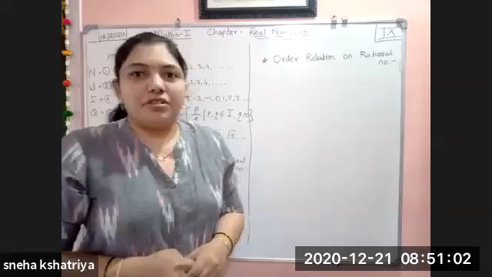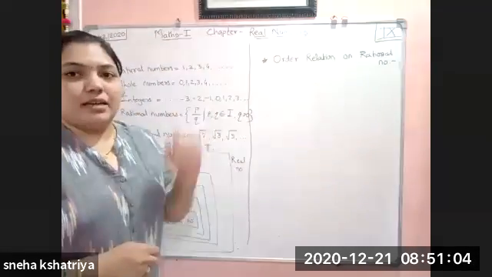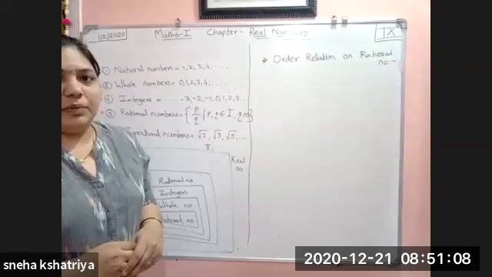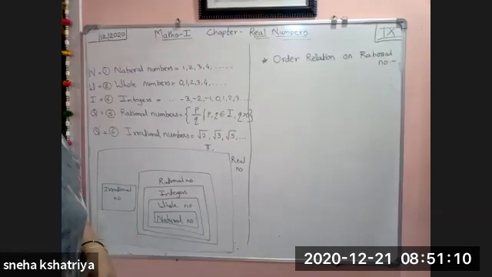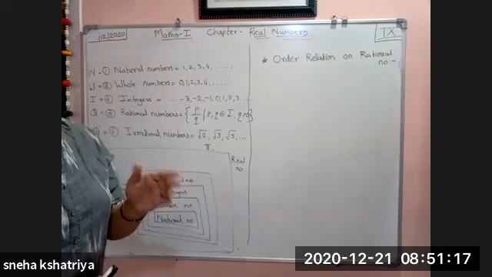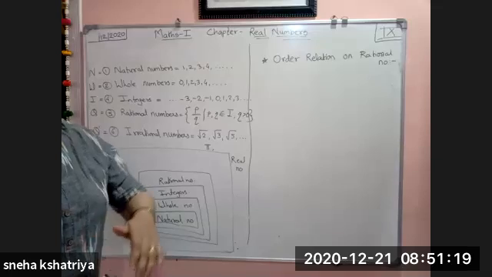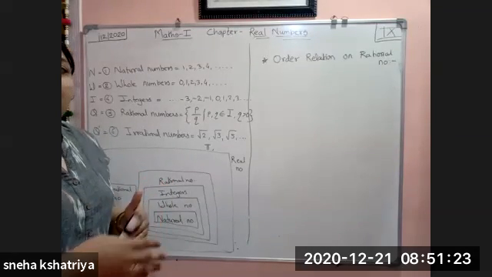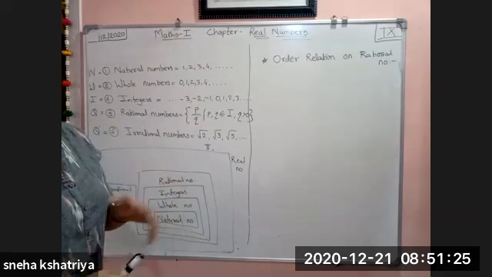Today we are going to start our new chapter, that is real numbers. Maths first, your second chapter is real numbers. We are going to study all types of real numbers in this chapter, their relations, their properties and how they work. We have given different parameters of it. After that, their relation and all that we will learn in this chapter.